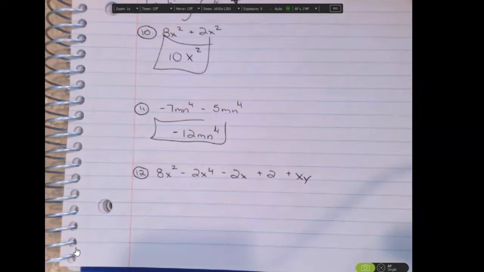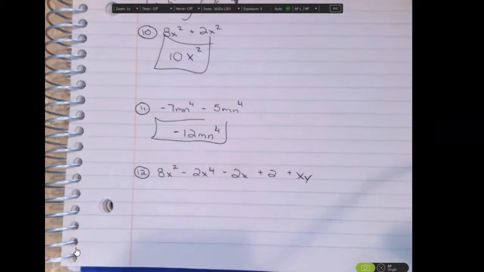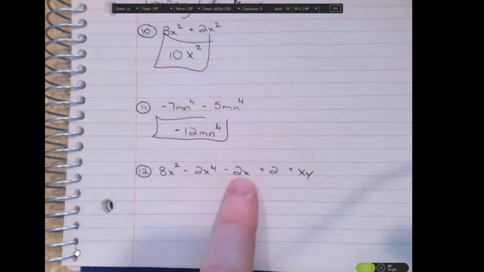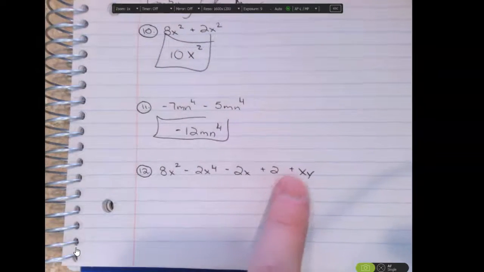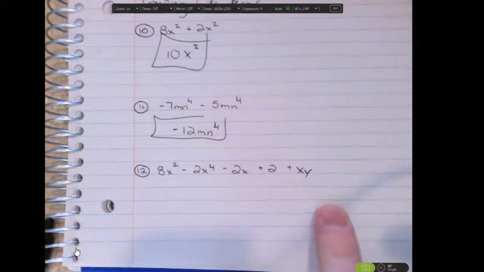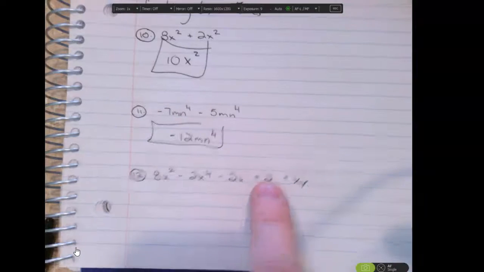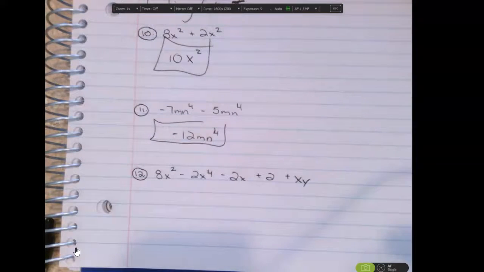Last problem, and then we'll be finished with notes for the day. Number 12. I've got 8x squared minus 2x to the fourth minus 2x plus 2 plus xy. And this was a very long written out problem. This is one that's driving me absolutely insane because I got it straight from the book and it's not in order. You should go with your highest exponent first. The number 2 should be last. That's a discussion for another day.